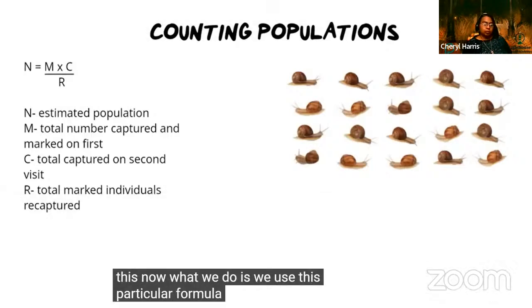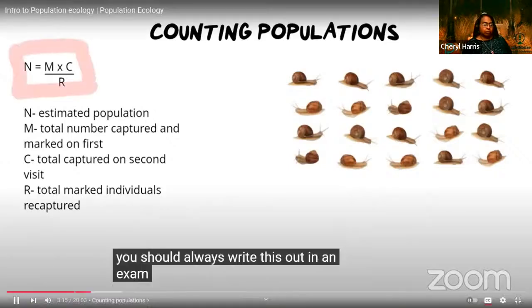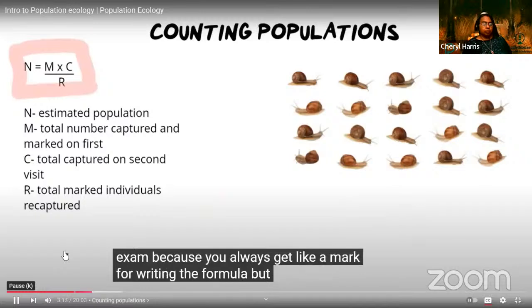Now what we do is we use this particular formula we see alongside, and you should always write this out in an exam because you always get like a mark for writing the formula. Okay. All right, so write the formula, write what those letters mean. So then the process is called mark and recapture.